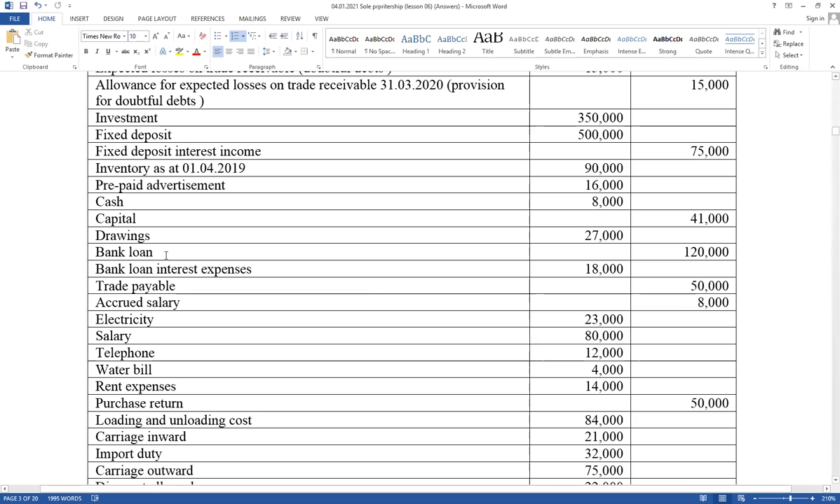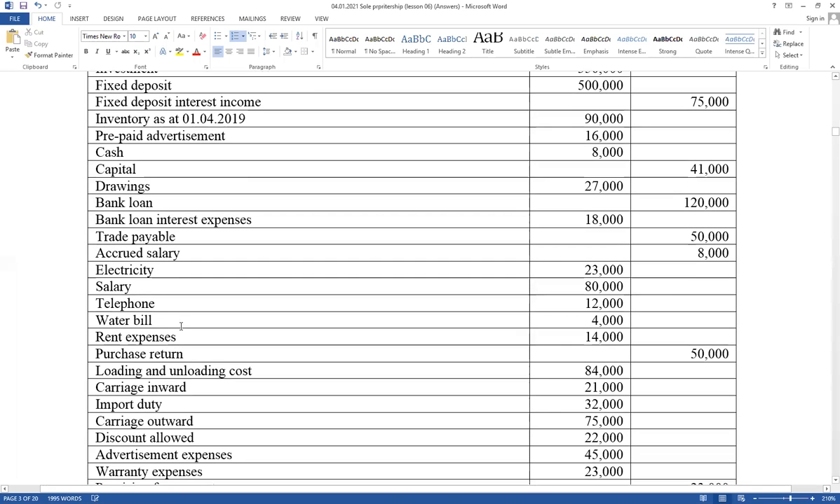And bank loan is a liability. Bank loan interest is an expense, loan interest expense. Trade payable is a creditor, that is a liability. And accrued salary is given. Electricity is an expense. Accrued salary is a liability. Then salary is an expense, telephone expense, water bill expense, rent expense, purchase return. Purchase return should be deducted from purchases. And loading and unloading cost.